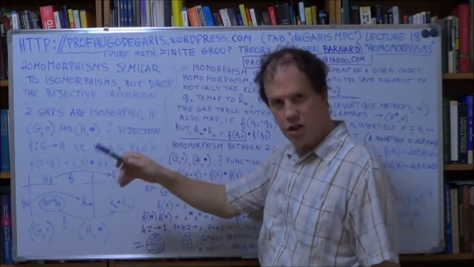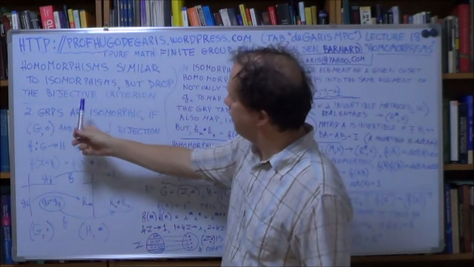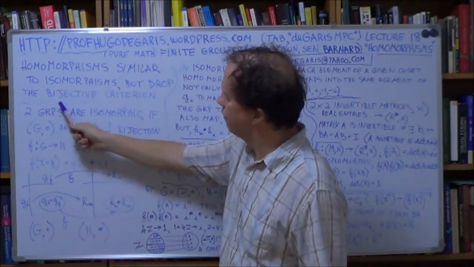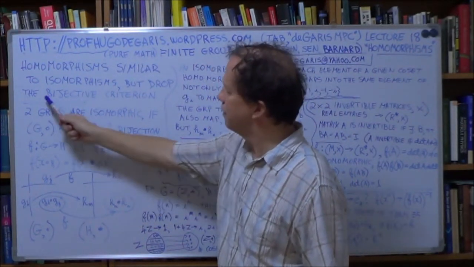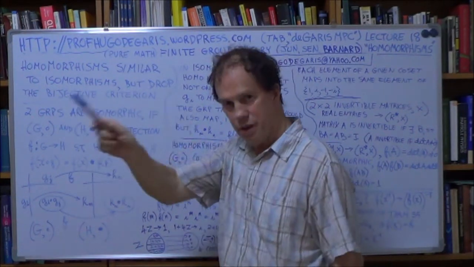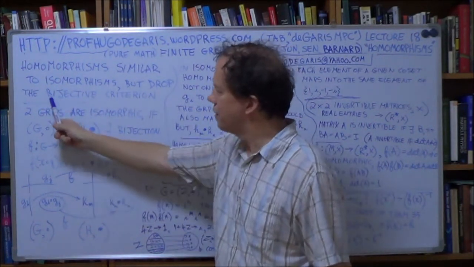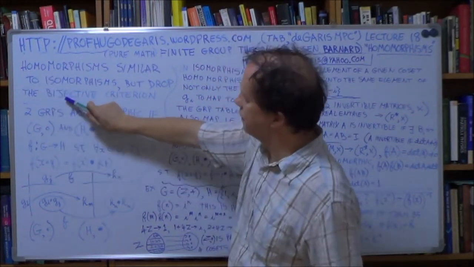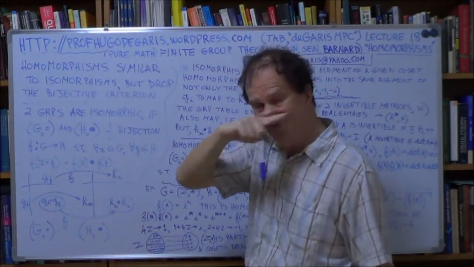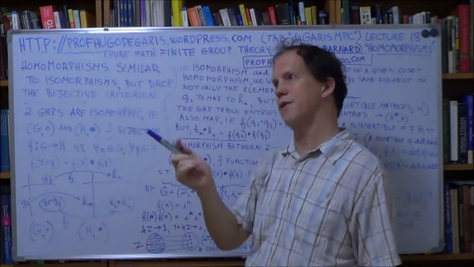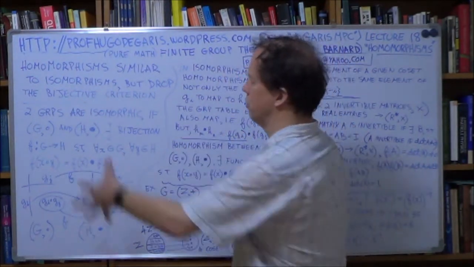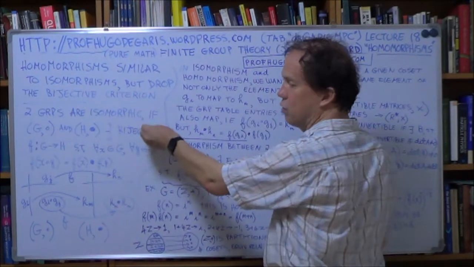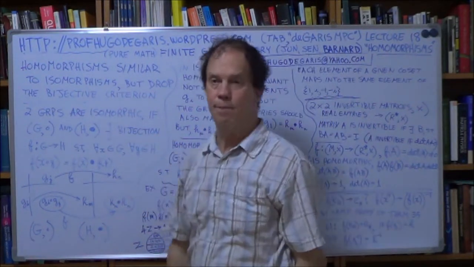So the definition of a homomorphism is more liberal, less constrained than the definition of an isomorphism. And what is that one condition that you drop? You drop the criterion that the mapping between two groups has to be bijective. So for a homomorphism you throw that out. In practice that would mean, for example, you could have many-to-one mappings.